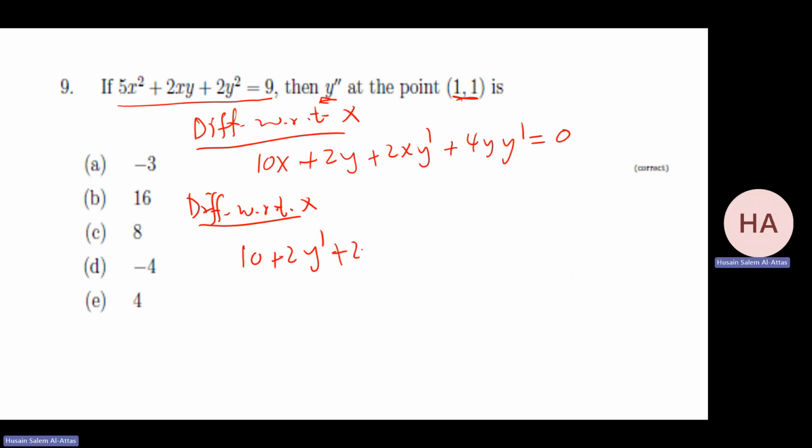Plus 2y' plus 2x. The derivative of this is 2y' plus 2xy''. Here I have plus 4y' squared, and y' plus 4yy'' equals 0.